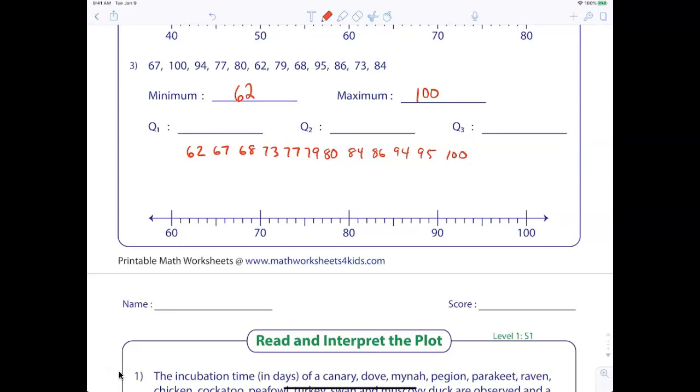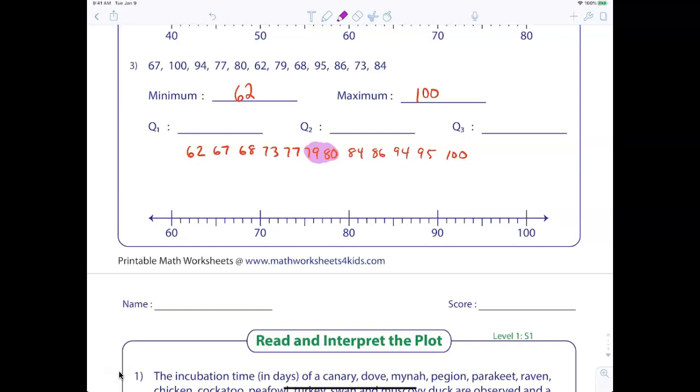So now, I need some help. We said there were 12. Is there a middle number? No. So, because there's 12, I need to find the... No, we're not doing 2 medians. What 2 numbers am I looking at? 79 and 80. But I'm really hoping you say I would like the 6th and the 7th number. That's what I'm trying to tell you. We're looking for the 6th and the 7th number.